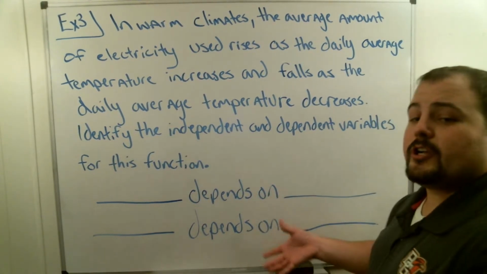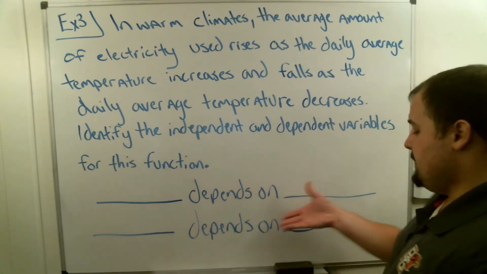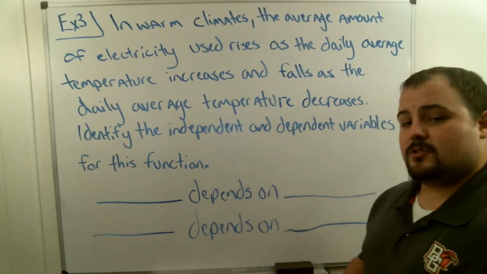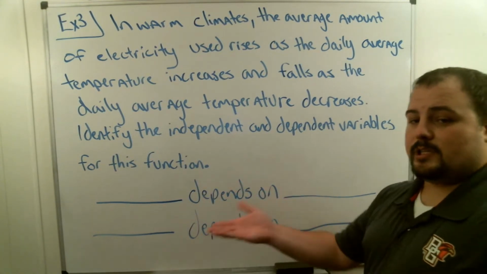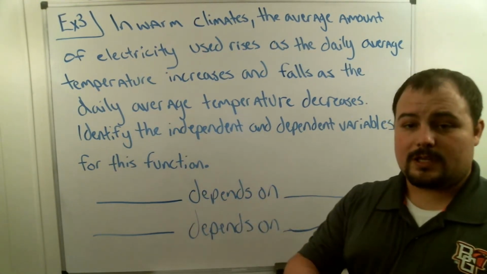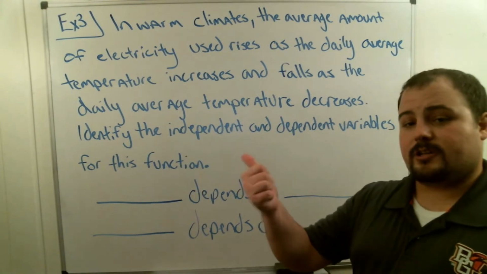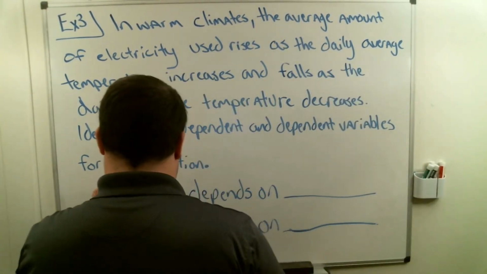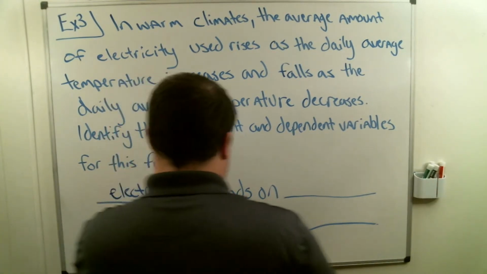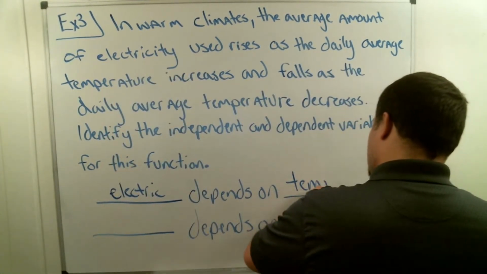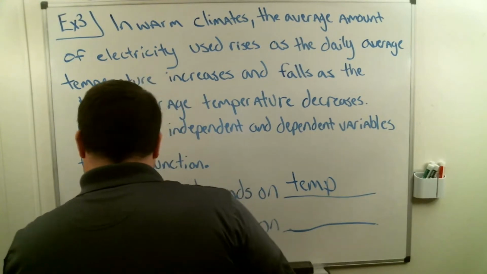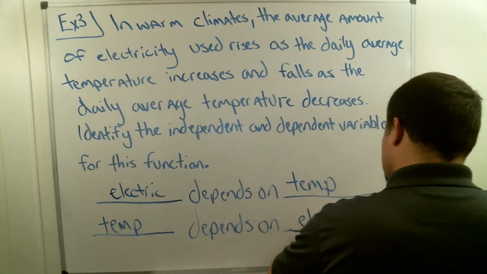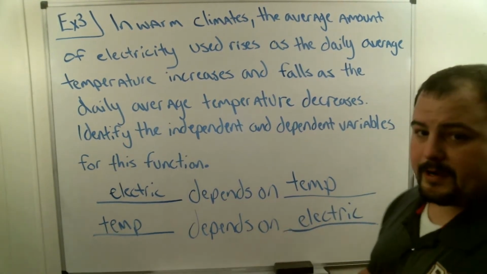So what I have is a little trick that we can use. Blank depends on blank, blank depends on blank. Go ahead and write those two statements down. Now the two things that are changing in this problem are electric and temperature. So we're going to write those two words on the blanks. Electric depends on temp, and temp depends on electric. So what we did was we switched the two words the second time we write it.